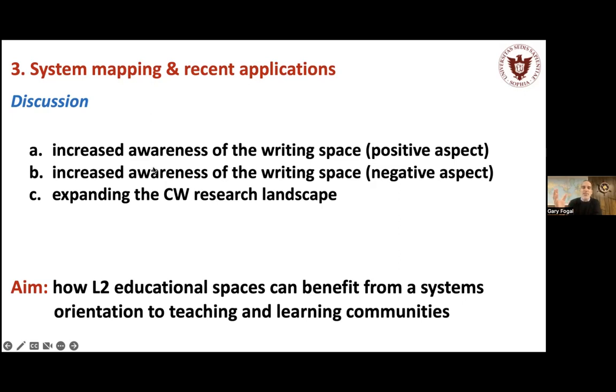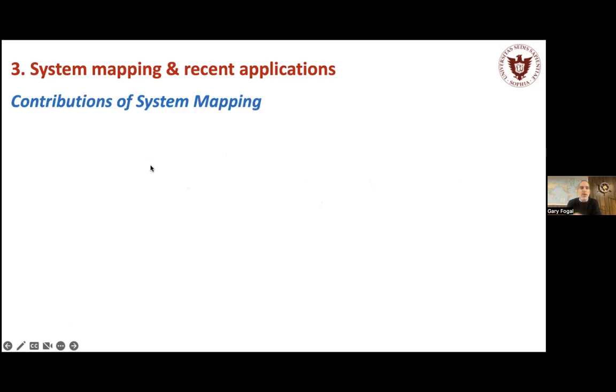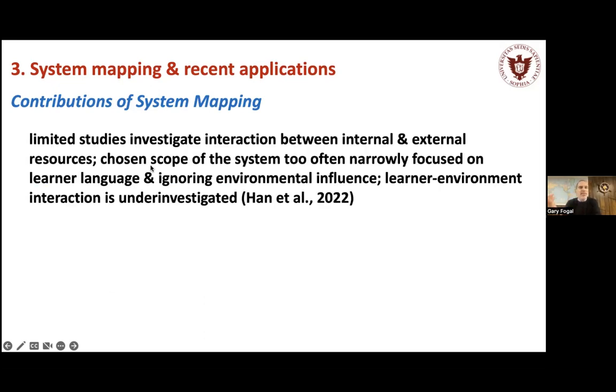But I want to address how system mapping can expand beyond contributions to localized contexts and can contribute to wider discussions informing L2 research. So first, the piece by Han and colleagues that I noted earlier in the presentation has this concern about CDST research, that its limited studies investigate interaction between internal and external resources. The chosen scope of the system is too often narrowly focused on learner language, and it ignores environmental influence.